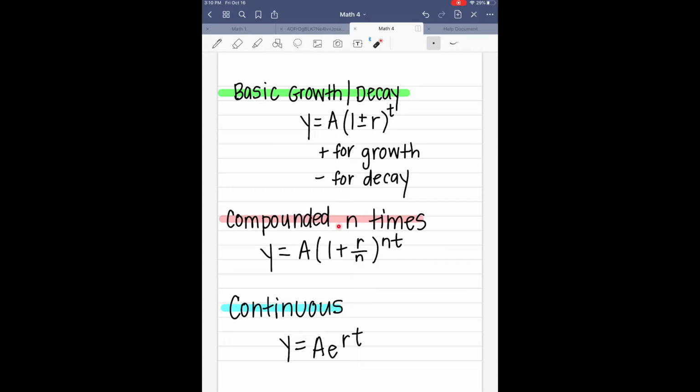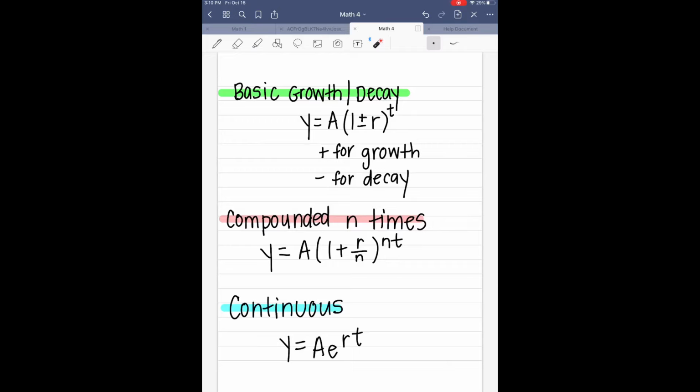Then it may say that you're doing growth that is compounded quarterly. Well, compounded quarterly means 4 times a year. So you basically have the same formula for growth, except you're going to put 4 here and 4 here because you're compounding it 4 times. And then we have continuous. Continuous has your natural base E. So you have your initial value, your natural base E, your rate, and your time.